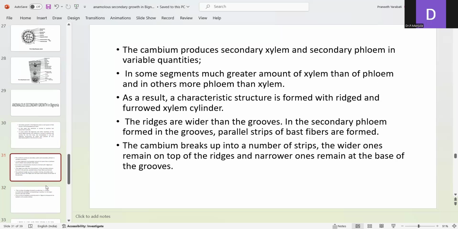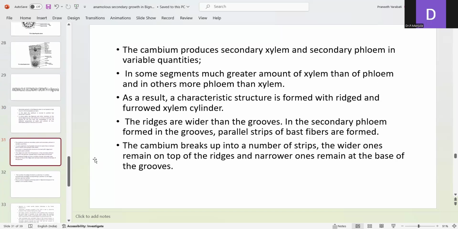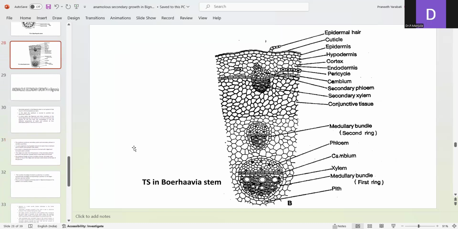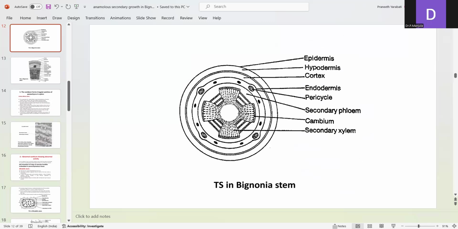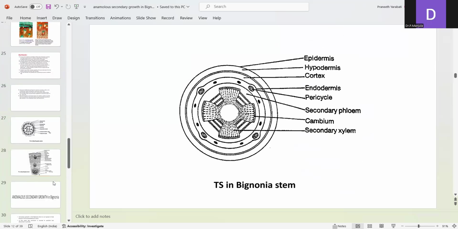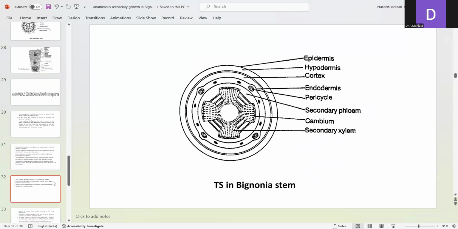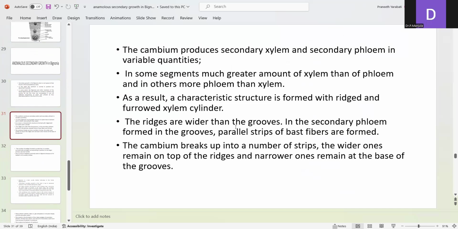When we observe the Bignonia stem, it shows ridges and furrows like this. At some places it contains more xylem, and at some places more phloem is present. It produces more phloem towards the outside and less xylem towards the inside, due to which it shows ridges and furrows. The ridges are wider than the grooves.